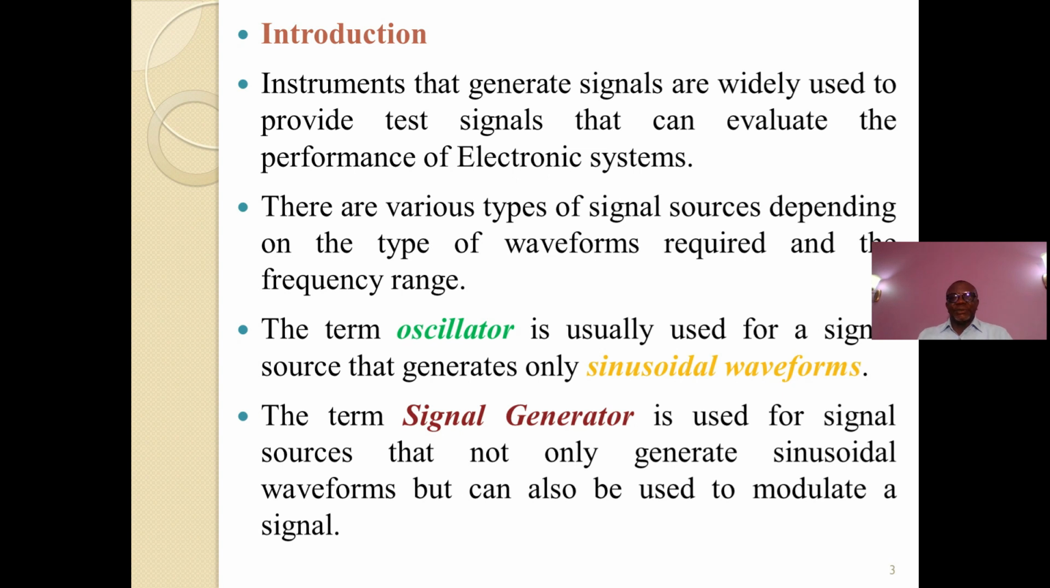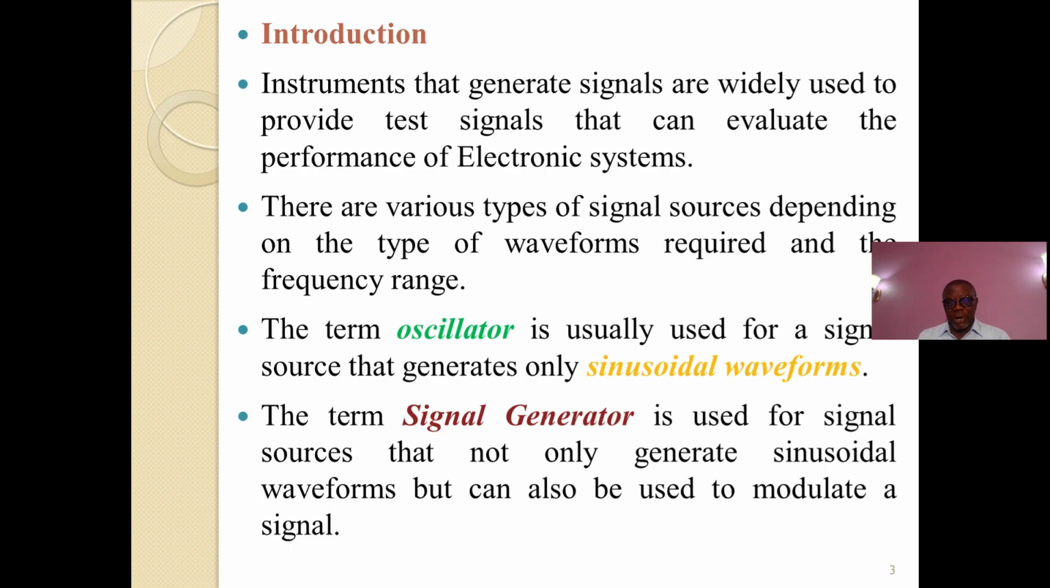Now, let's introduce our lectures today. Instruments that generate signals are widely used to provide test signals that can evaluate the performance of electronic systems. There are various types of signal sources depending on the type of waveforms required and the frequency range. The term oscillator is usually used for a signal source that generates only sinusoidal waveforms.